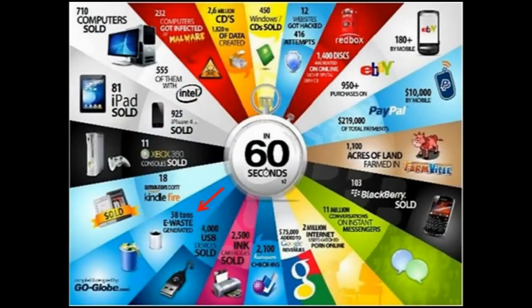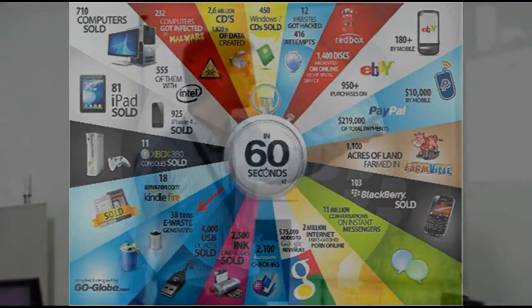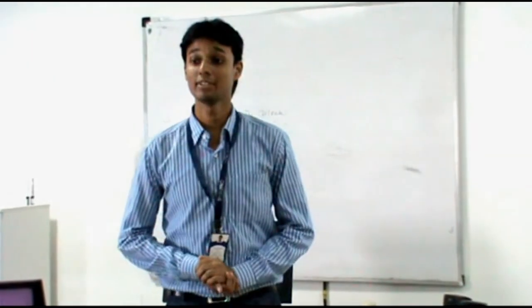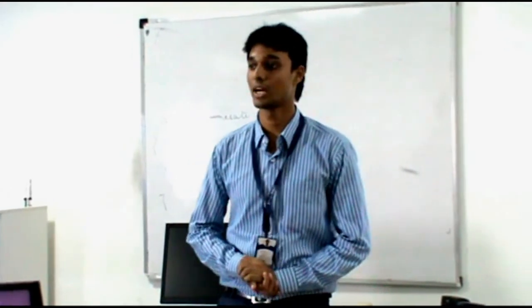Okay, this chart shows that in every second around the world, how many electronic items are consumed. Like you can see 81 iPads sold, and all the statistics are there. And at the end we see a red arrow which shows that 38 tons of e-waste is generated in every 60 seconds around the world. So it's a large amount.